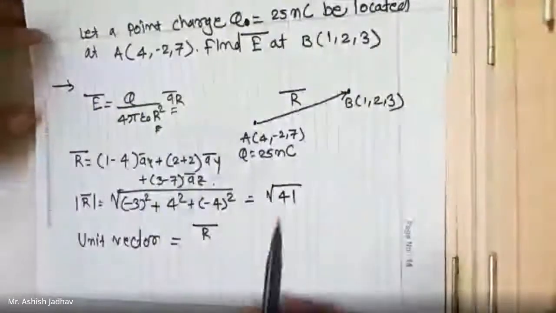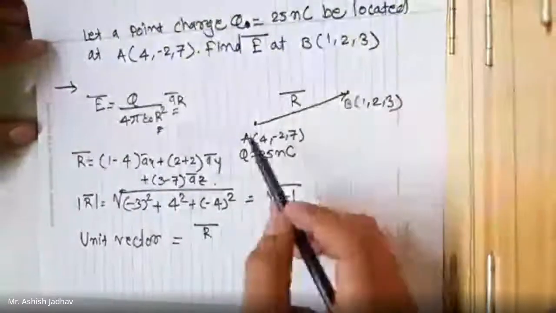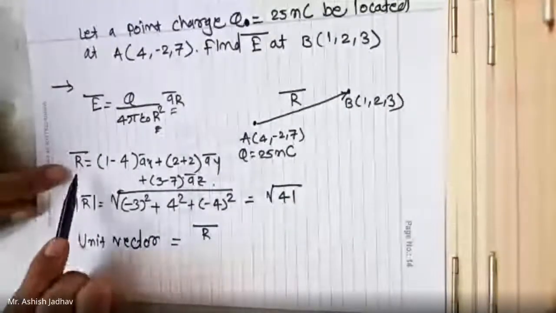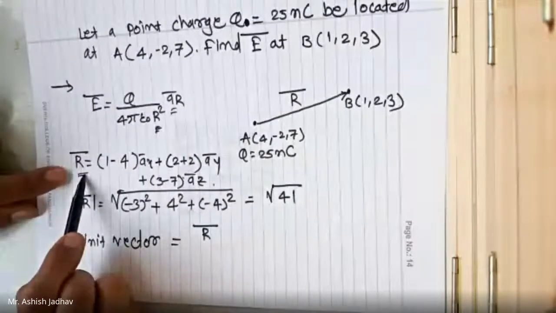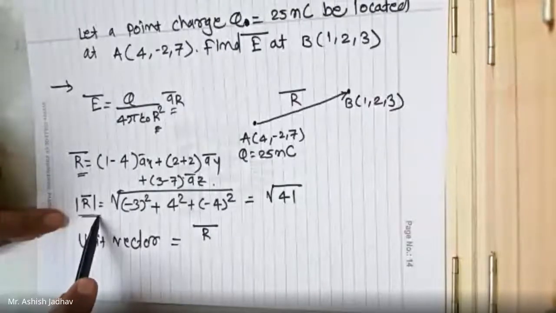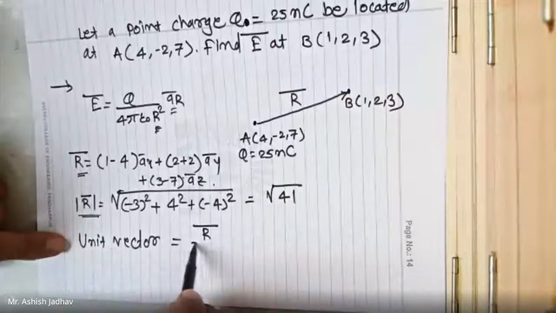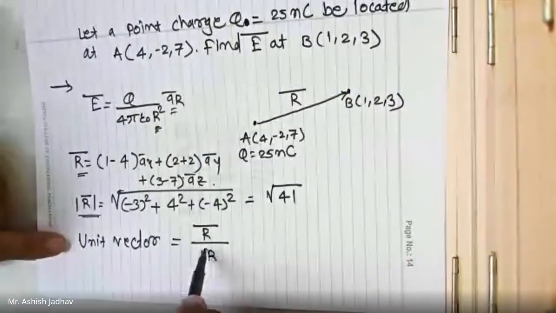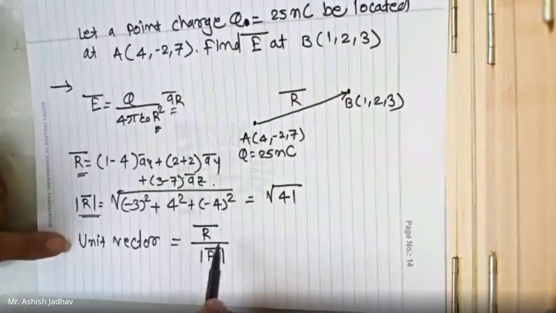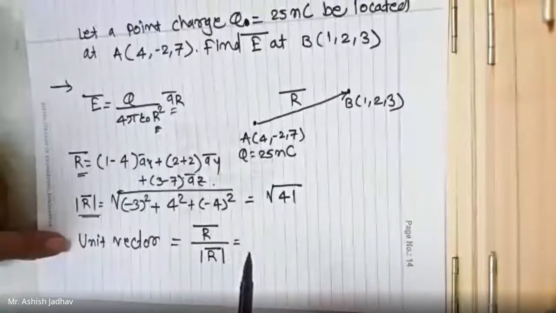Now what I have done is, 2 points are given. I just have calculated the vector. So vector is calculated, then I have calculated the magnitude. Now I am calculating the unit vector. Unit vector is equal to vector upon magnitude, so r bar upon mod of r bar. So this is the formula. So how can you write this now?